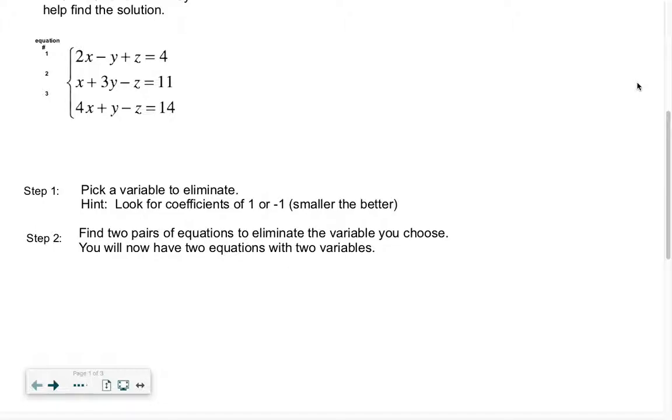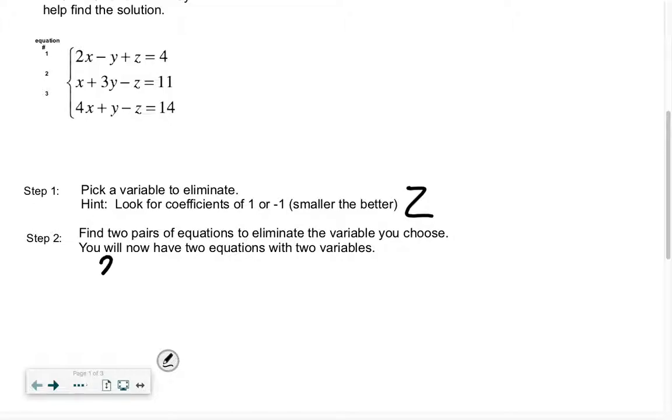Okay. So, just like before, I want to find the easiest variable to eliminate in all 3. I want one that has no number out front or a negative 1. So, what variable should I eliminate? Z. That is the one we're going to eliminate. So now I need 2 pairs of equations to help me eliminate that one. So one's going to be repeated. So I'm just going to rewrite these right down here.